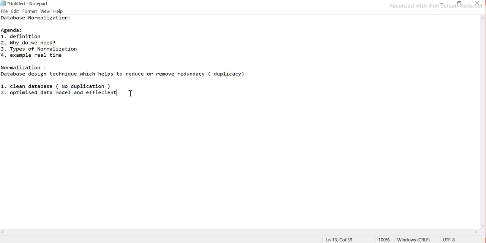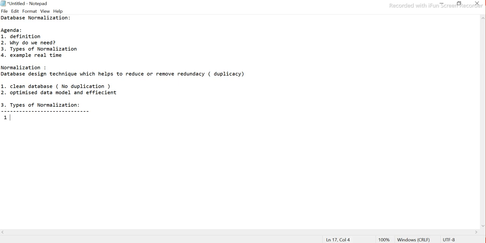So this is just a technique you can apply at any stage of the entire life cycle of the project. Now we will try to understand what the types of normalization are, first. So, types of normalization. We have, I think, six different types of normalization, I think six or seven. I'll just tell you first, so you know how many types.